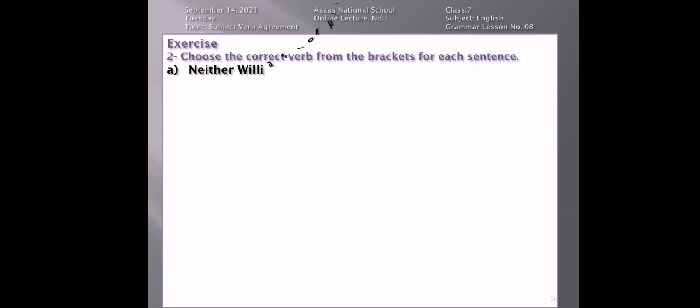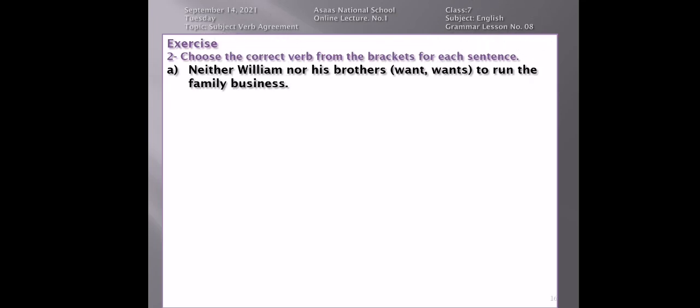Now let's see some parts of exercise 2. Choose the correct verb from the brackets for each sentence. Neither William nor his brothers want or wants to run the family business. What do you think will be used? Well, students, there are two nouns given in it. William and his brothers. William, number 1, his brothers, number 2. So which noun do you think is closer to the verb? His brothers or William? Well, his brothers is closer to the verb. So a verb without S, "want", will be used.